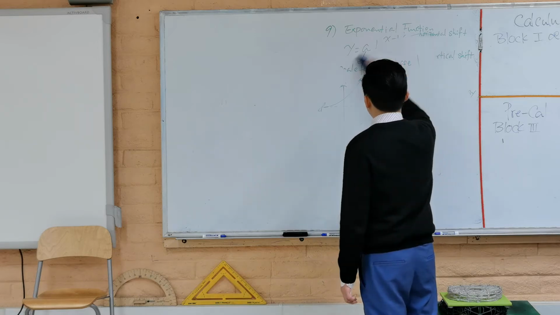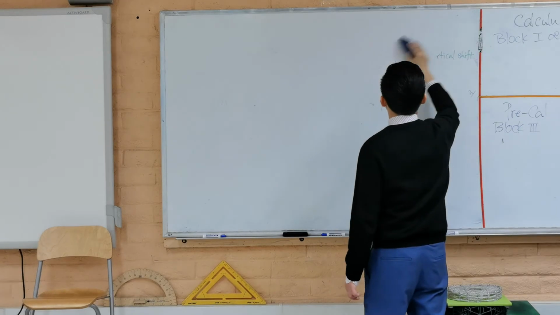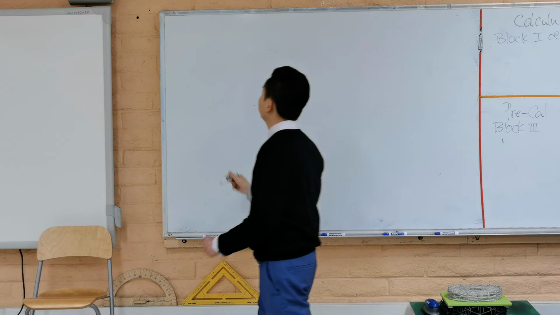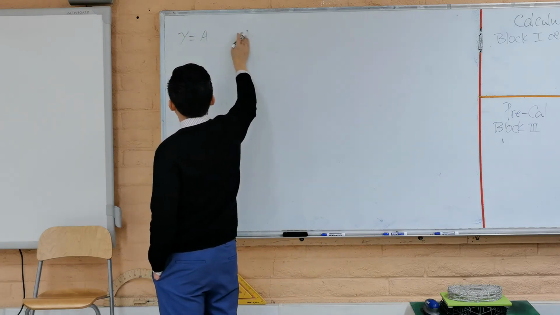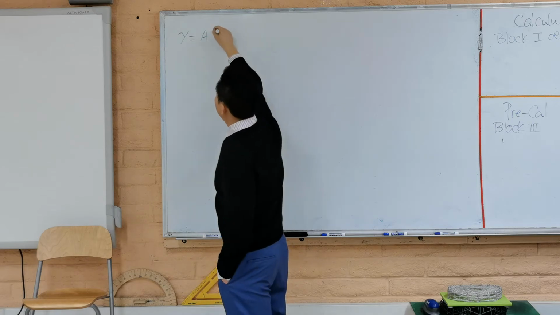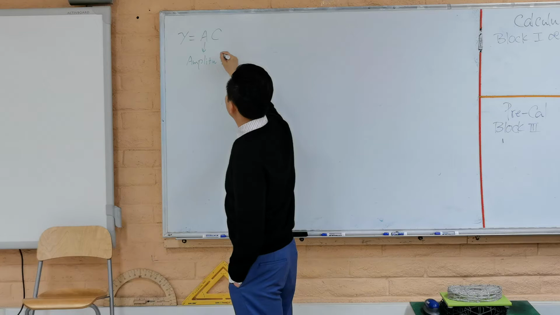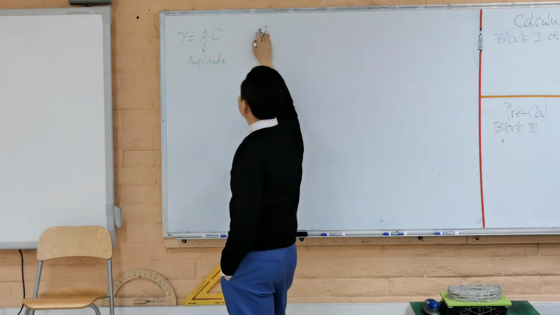So for the trig functions, we do have cosine, sine, tangent, cotangent, secant, and cosecant. Let's start off with cosine. Let's say that the basic form for cosine is always written with a capital A. That means it's an amplitude, the height of the function.